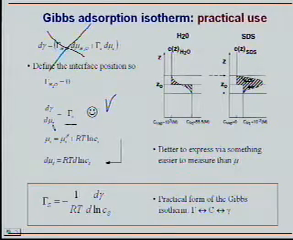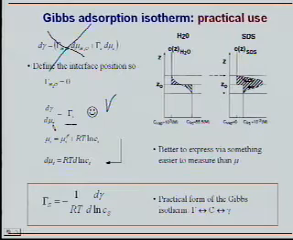Now what is the problem with this formula if you want to use it practically? The problem is that you don't have in your laboratory an apparatus which is going to measure chemical potential. So unless somebody develops a chemical potentiometer, we have to express it with something that we measure experimentally.